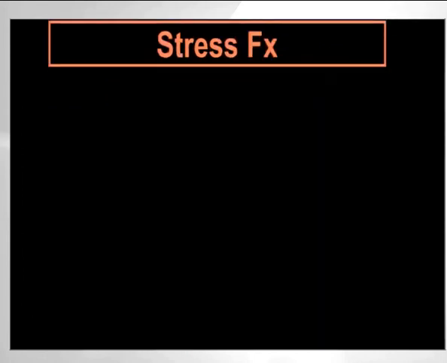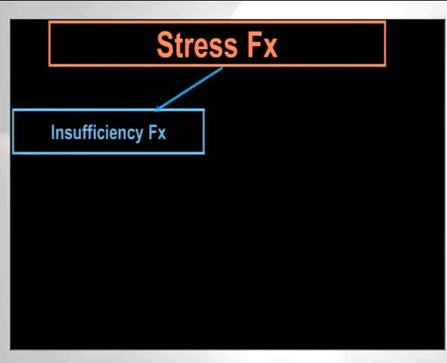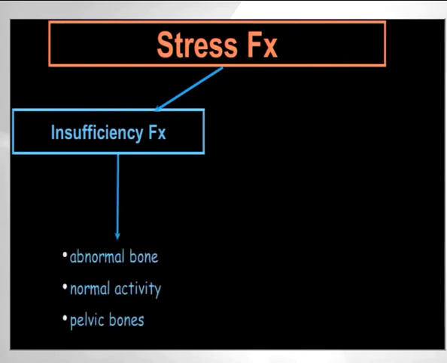So I want to go over terminology here because there is some misconception. When we talk about stress fracture, it can be an insufficiency fracture, which is normal activity with abnormal bones. So think of your mother or grandma, maybe, where the bones may be osteoporotic or osteomalacic, or they're just not normal bones. So even normal activity would cause fracture. And these are more commonly seen in pelvic bones.